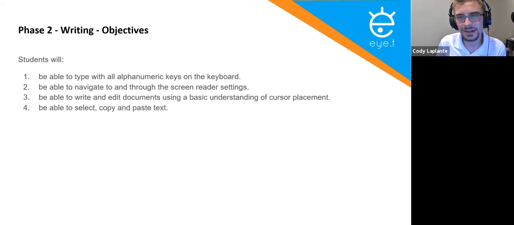2.2, to be able to navigate to and through screen reader settings. So that's getting to the screen reader, opening settings and changing something in there. 2.3, to be able to write and edit documents using a basic understanding of cursor placement. All right, that's a really large objective too. Understanding that cursor placement and where the cursor is on the line.